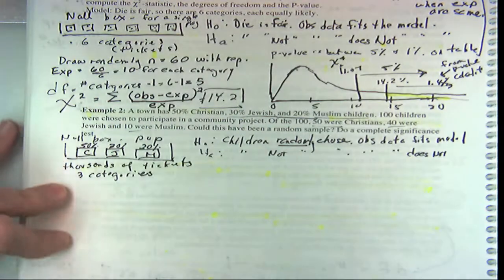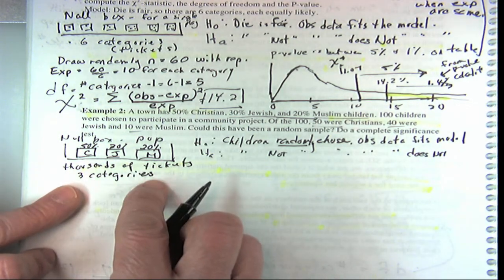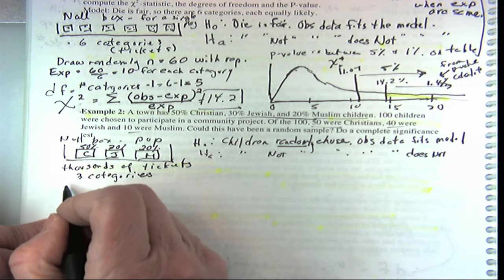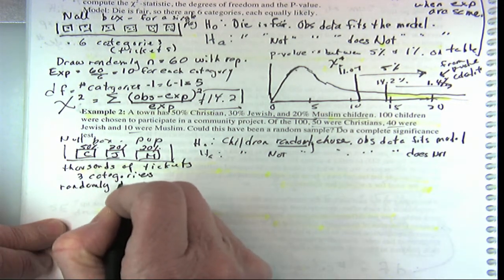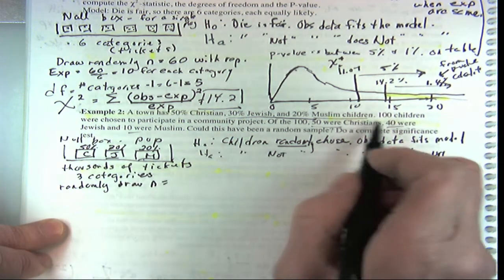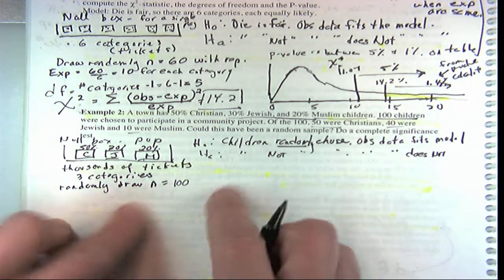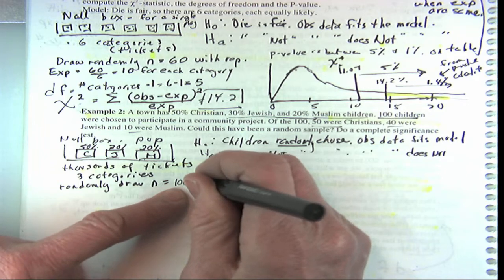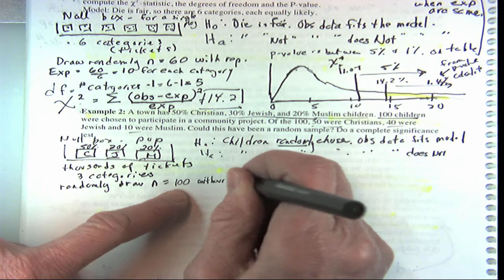Okay, so now we're back here, and what are we going to do? We don't have this table, so let's make one. First of all, what are we doing here? We have 3 categories. What's our n? How many times are we randomly drawing from this box? How many in our sample? Right there, 100, right? And by the way, is this with or without replacement? Are we going to put the children back? No. So it's without replacement.